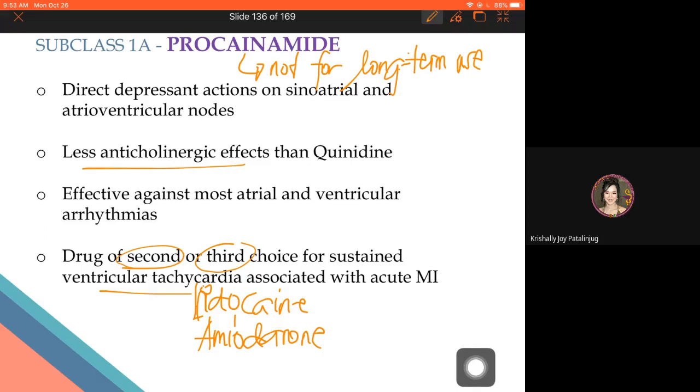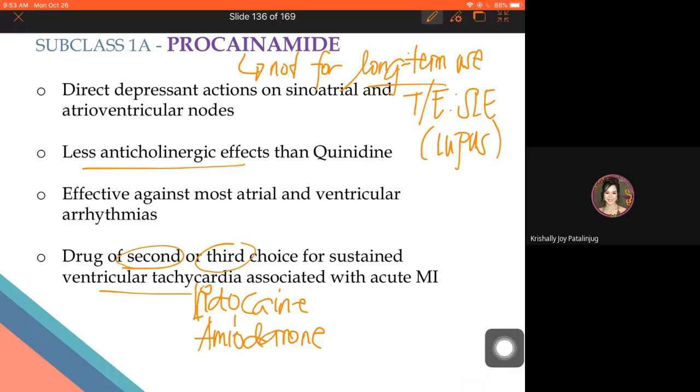based on clinical studies, yung chronic or long-term na usage of procainamide is attributed or associated with the toxic effect na SLE, yung systemic lupus erythematosus. Or simply, this is lupus. You can search on the internet for the spelling and the meaning of SLE. Basta yan yung lupus.